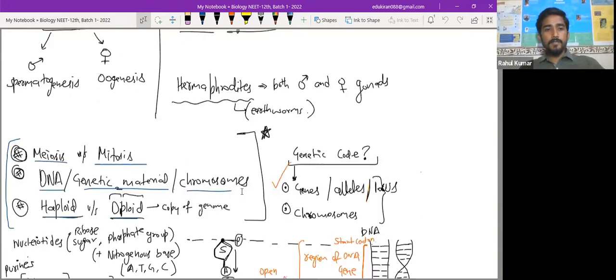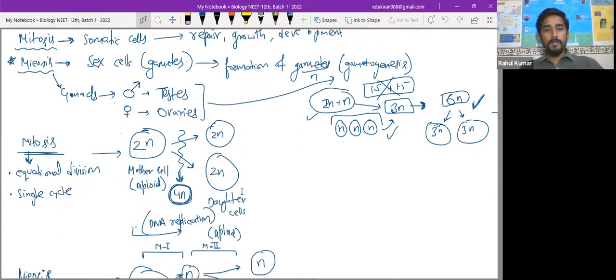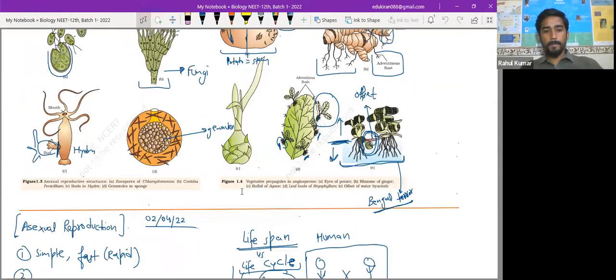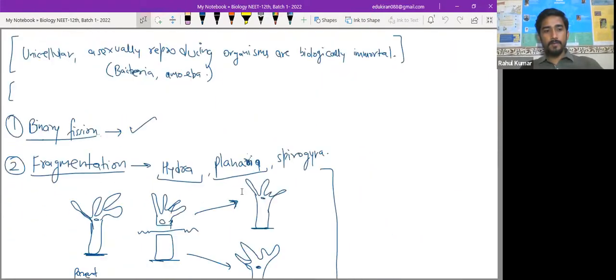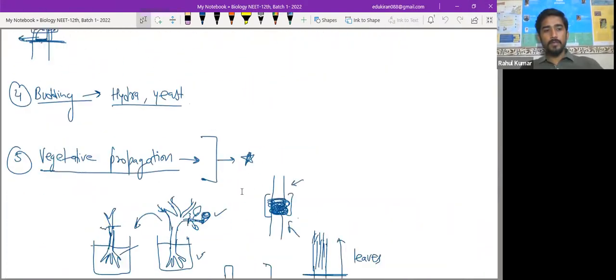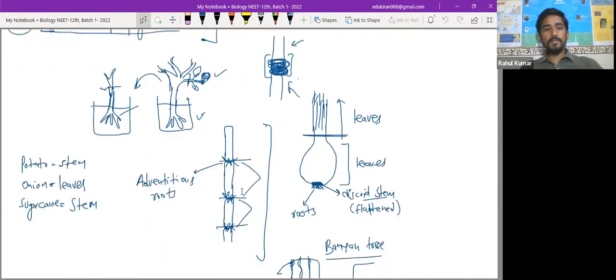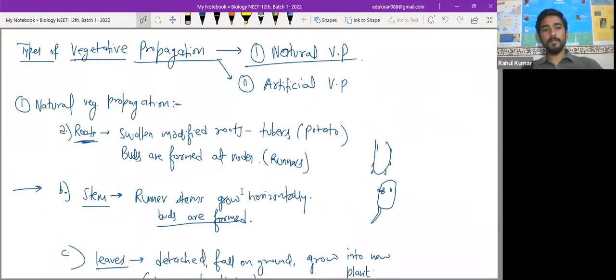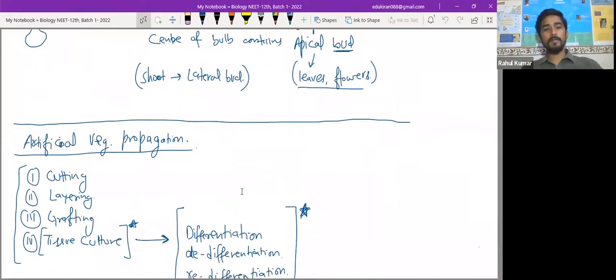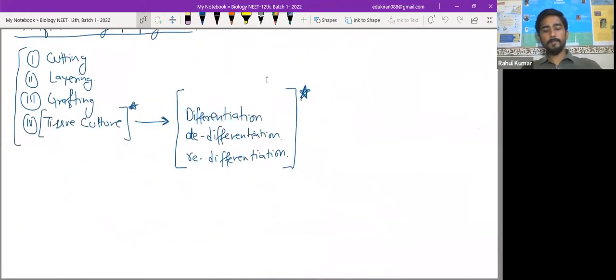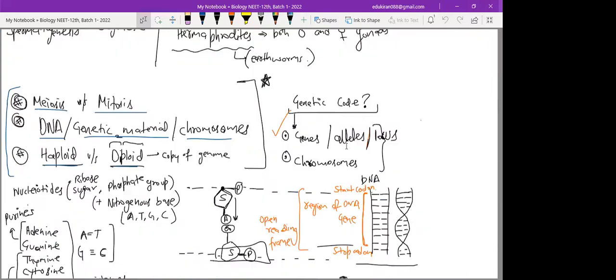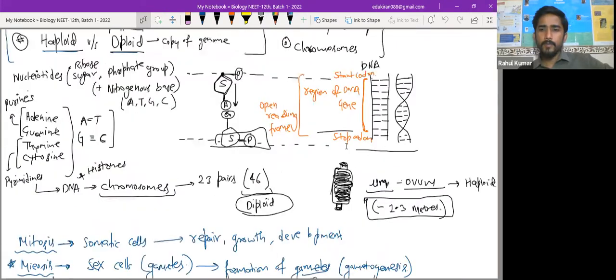We discussed till meiosis, mitosis, correct? Then asexual mode. We were to start vegetative propagation. Oh, we started vegetative. Okay, we did the natural vegetative propagation. We have to start with artificial, correct? Yes. Okay. No doubts till now? No doubt for anyone in this batch?